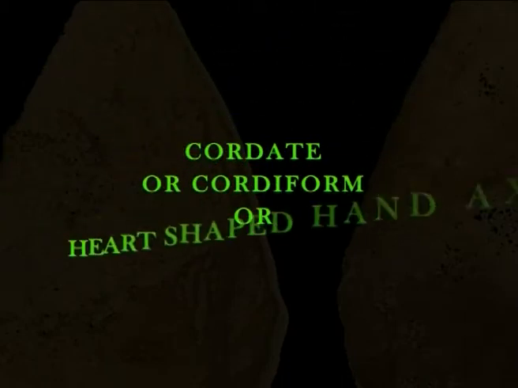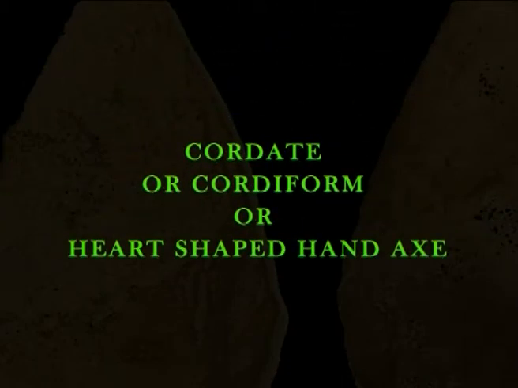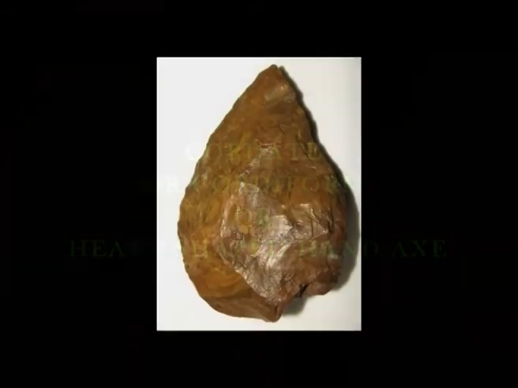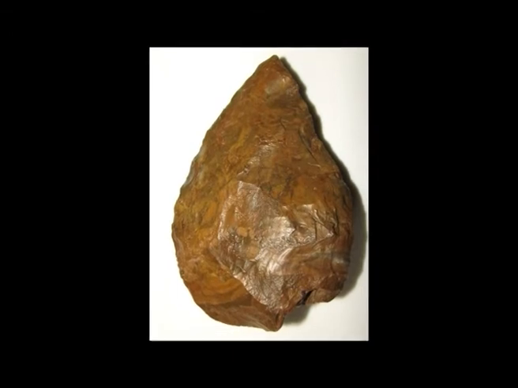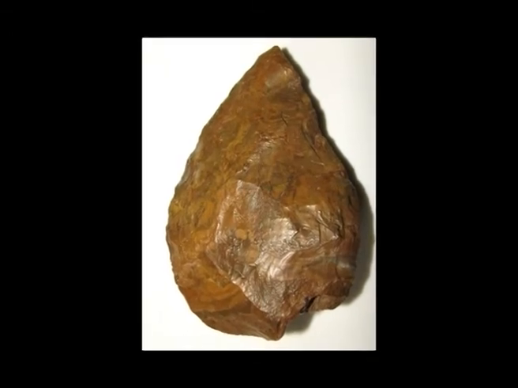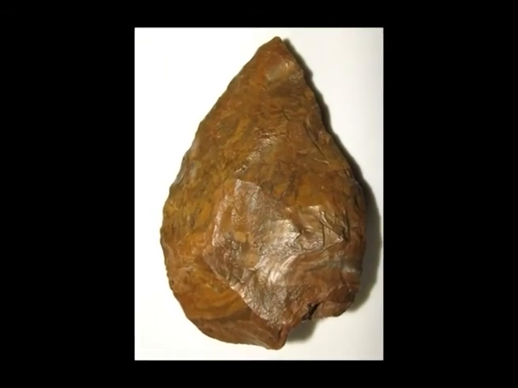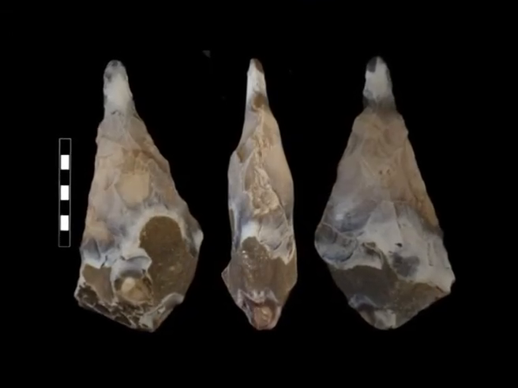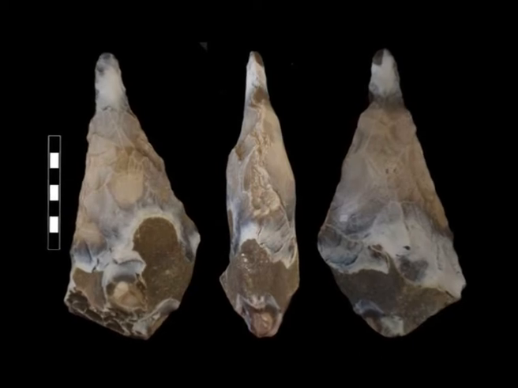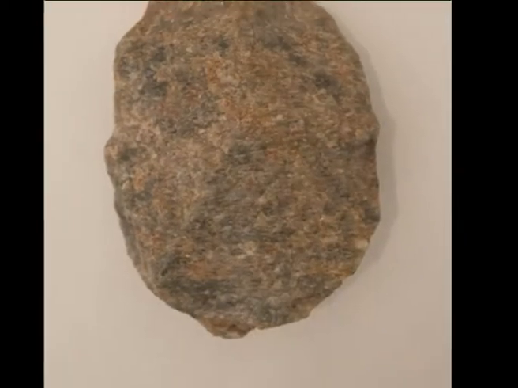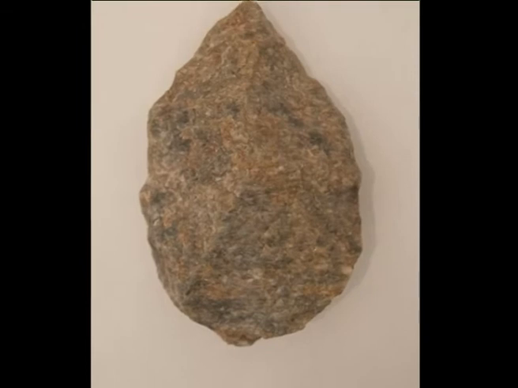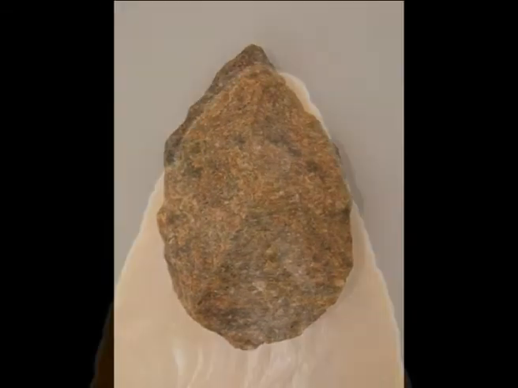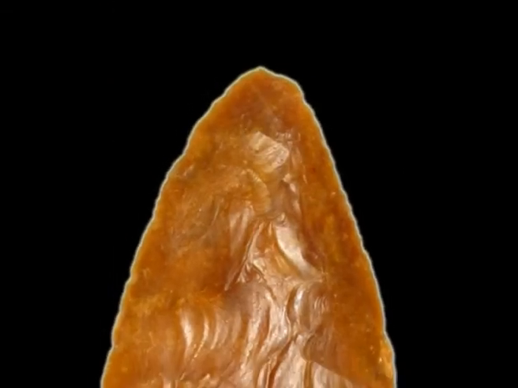Now come to the next subtype of hand axe, that is cordate or cordiform or heart-shaped hand axe. As the name connotes, it resembles the shape of the heart. It is fairly symmetrical, broad and thin tool. It has a rounded but somewhat curved butt end. The two lateral sides also gently incurve to meet at the working tip.